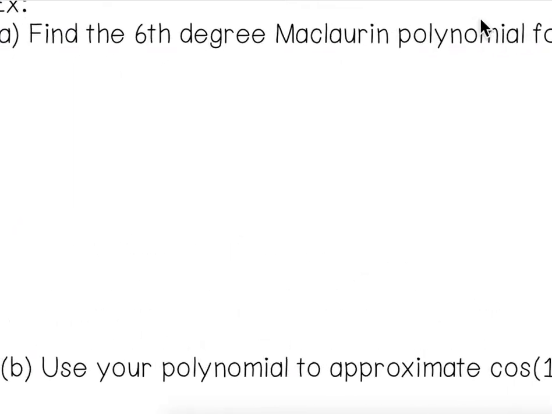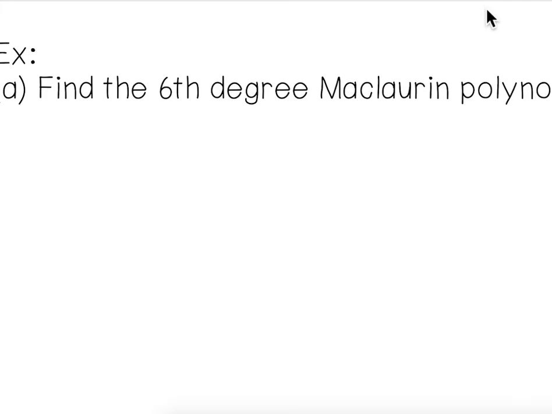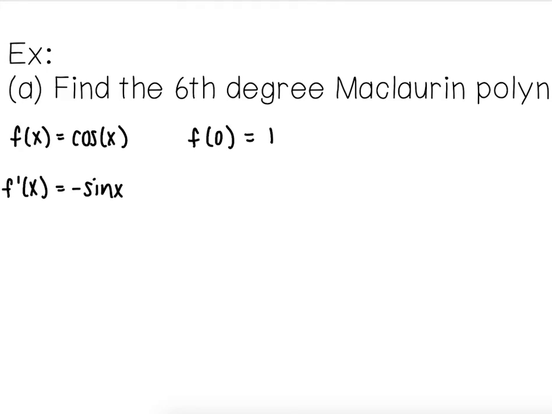So I'm going to zoom in. The 6th degree of cosine of x. Okay, so f of x is cosine of x. And it's a Maclaurin series, which means I am centering it at 0. So f of 0, cosine of 0, is 1. Okay, derivative, and I'm going to drop my of x notation after this. That's negative sine. Okay, f prime of 0, so sine of 0 is 0.